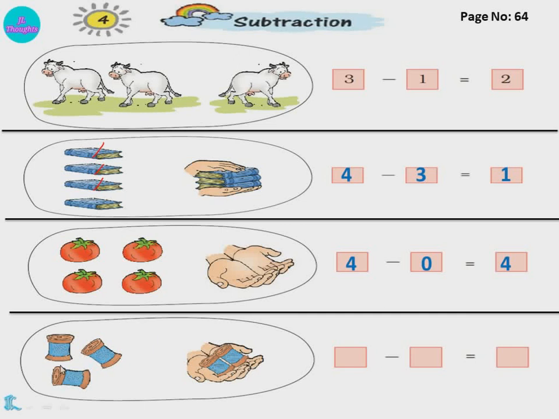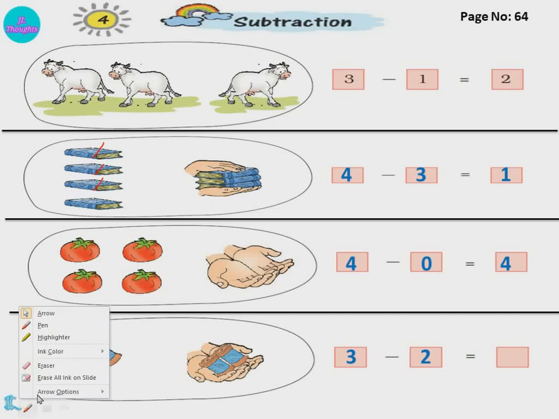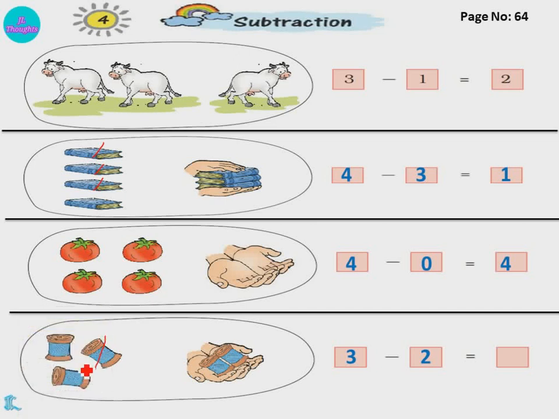Now next count this. 1, 2, 3. How many threads are there? 3. In that how many are taken away? 1, 2. So 3 minus 2. If you take away 2 threads, then how many is left? Only 1. So here you will write 1.